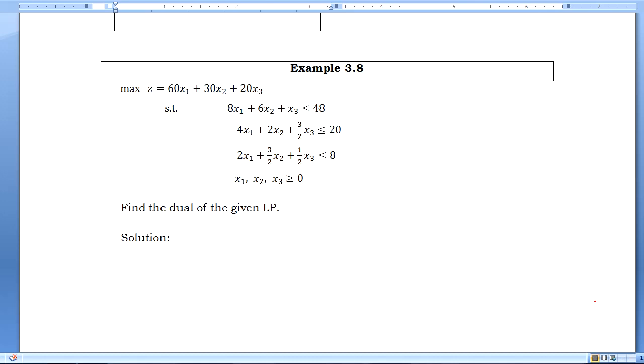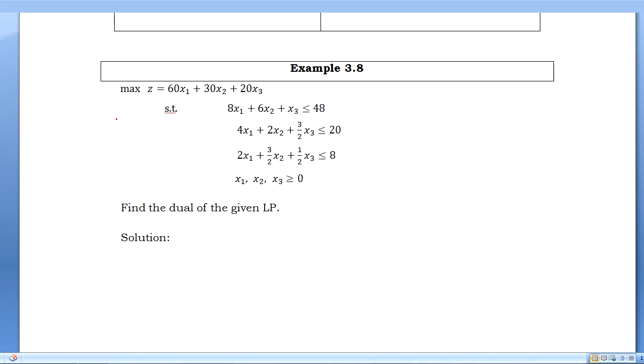We begin by explaining how to find the dual of a maximum problem, in which all variables are required to be non-negative and all constraints are less than or equal to constraints. This LP is called a normal maximum problem. A normal maximum problem may be written as a model in example 3.8.